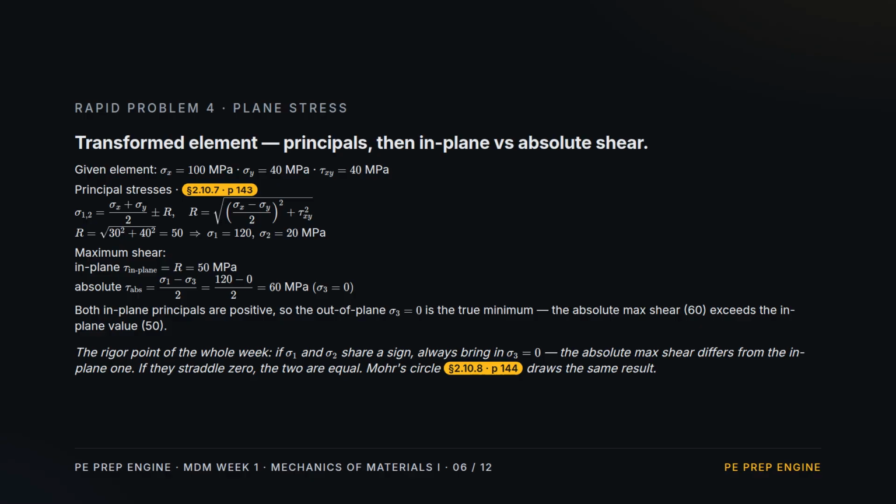Problem 4. Plane stress. The transformation problems from Mohr and combined loading. The principal stresses are the average plus or minus the radius. Now the trap the exam loves: maximum shear. In plane, it's simply the radius.